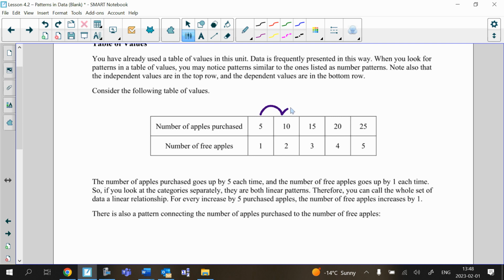So the number of apples purchased goes up by 5, and the number of free apples goes up by 1. If we look at each one, they're going up by the same amount. They don't have to be identical to each other. It's just that in this row, they're going up by the same amount, 5. In this row, they're going up by the same amount, 1, which means we can say that it's linear. Because for every 5 apples we purchase, we get one free one.